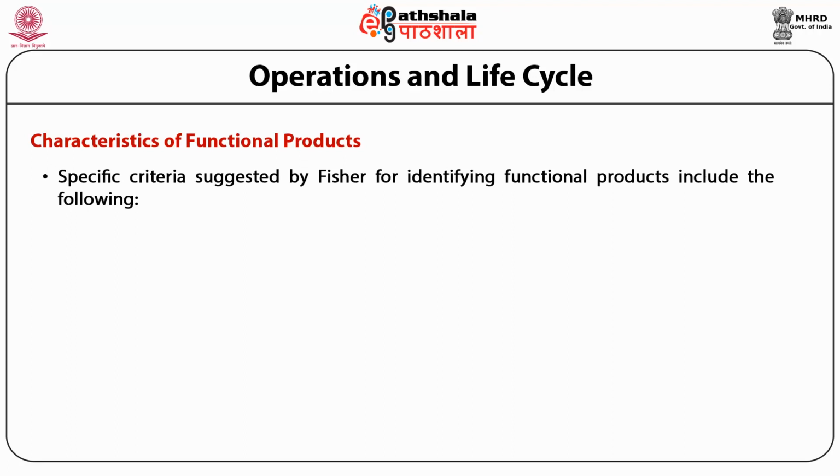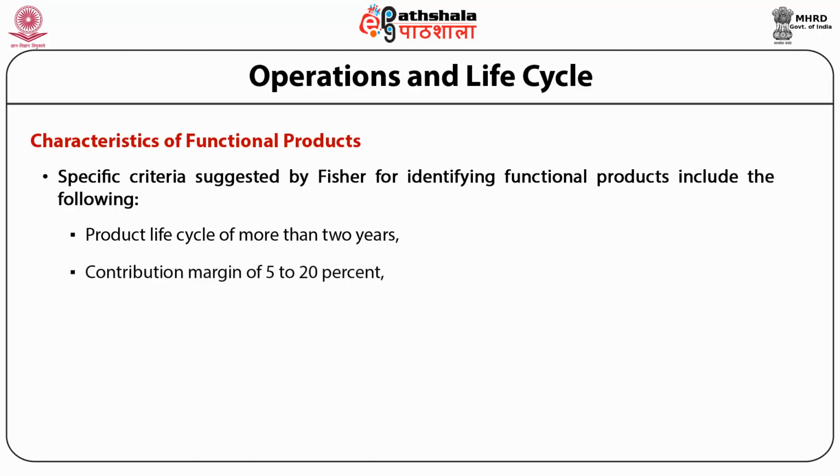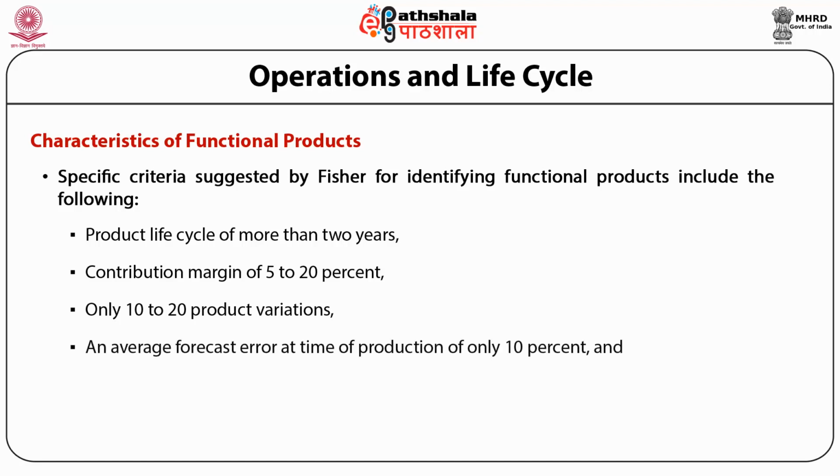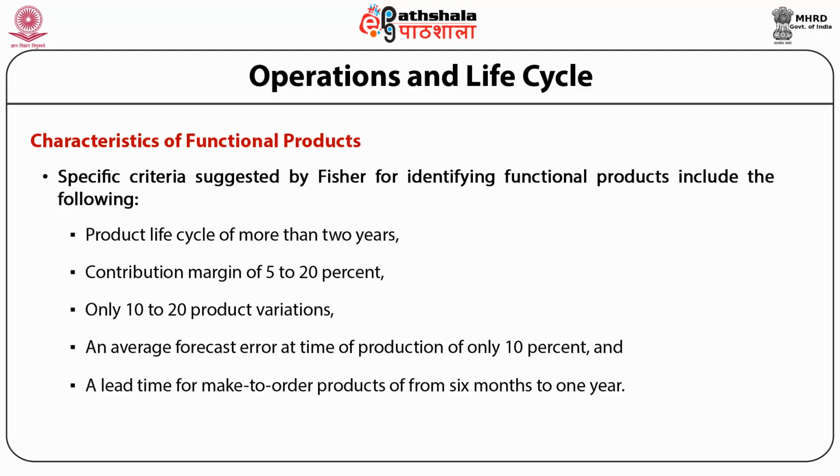Specific criteria suggested by Fisher for identifying functional products include the following. The product life cycle or service life cycle will be more than 2 years. Second, they have a contribution margin of 5 to 20%. Third, only 10 to 20 product variations are there. Fourth, an average forecast error at time of production of only 10%. 10% is the absolute upper ceiling of the forecast error. Next, the lead time for make-to-order products is from 6 months to 1 year.